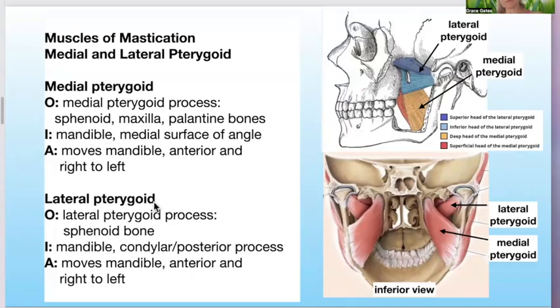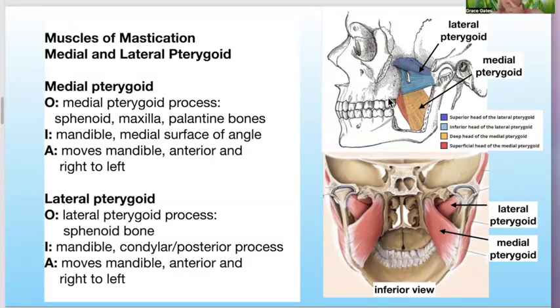The lateral pterygoid originates on the lateral pterygoid process, which is a process on the sphenoid bone, and inserts on the mandible on the condylar process, which, remember, is the posterior process of the ramus of the mandible. The action is to move the mandible anterior and right to left.